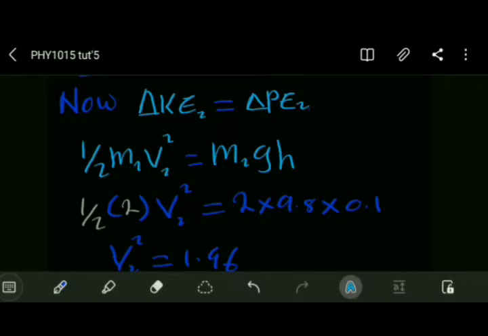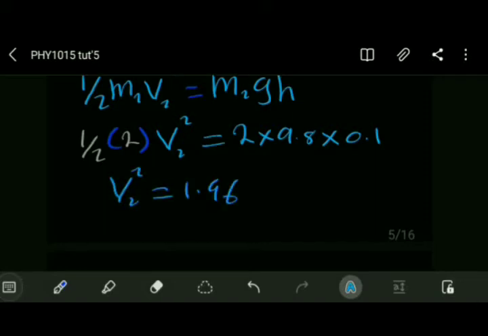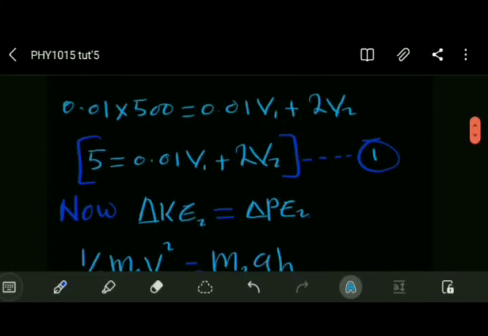We know that the kinetic energy of the block is half M2 V2 squared, which is equal to M2 GH. We know that M2 is 2, so that 2 is going to cancel out with the half, and then we're going to remain with V2 squared equals 2 times G times H, and we have our V2 squared as 1.96, giving us V2 as 1.4 meters per second.